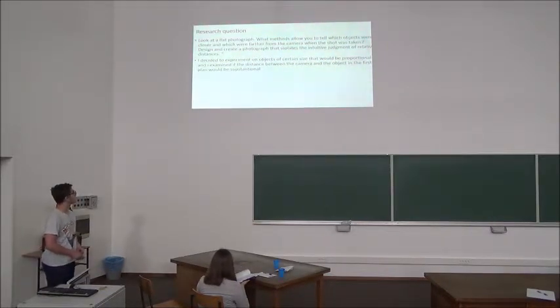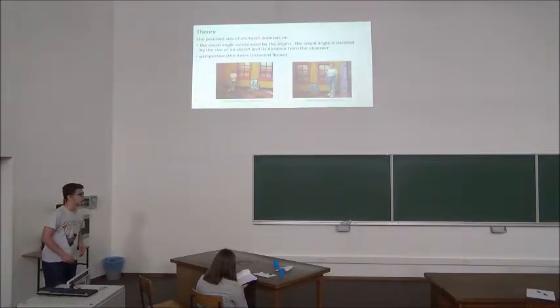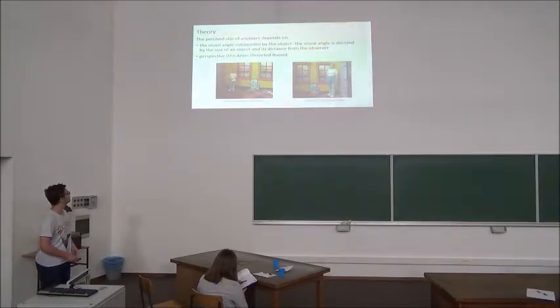I decided to experiment on objects of a certain size that would be proportional, and I examined the distance between the camera and the object in the first plan would be substantial. So with just a little bit of theory, the perceived size of an object depends on the visual angle subtended by the object, which depends on the size of an object and the distance from the observer, and it depends on the perspective.